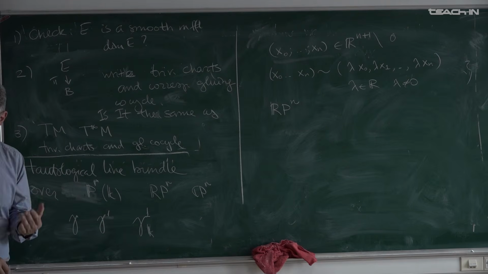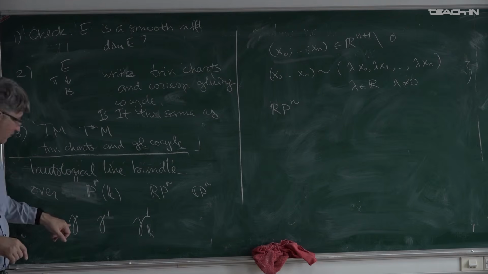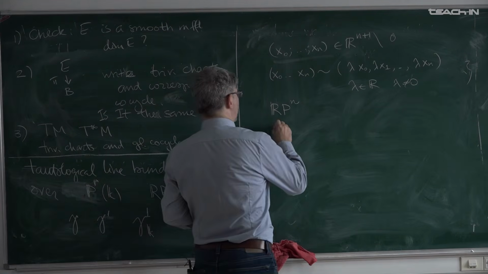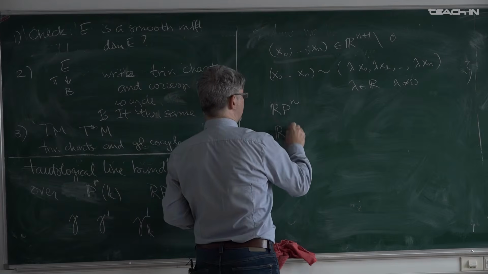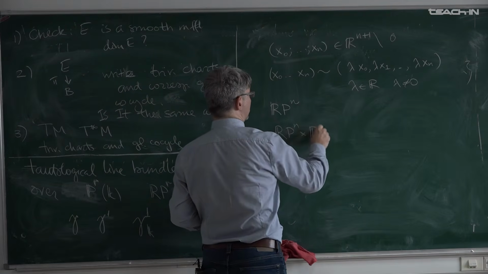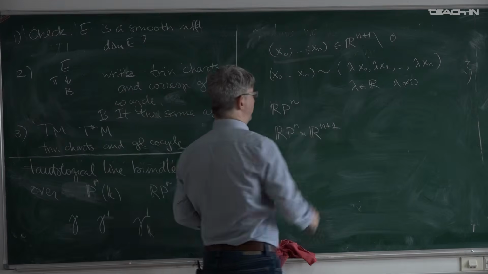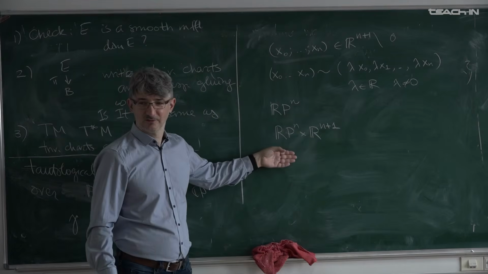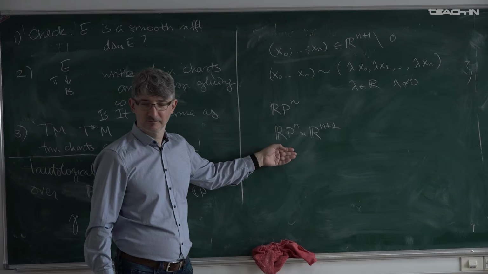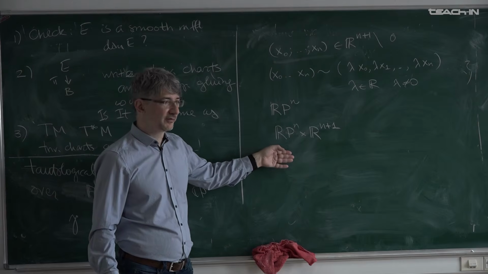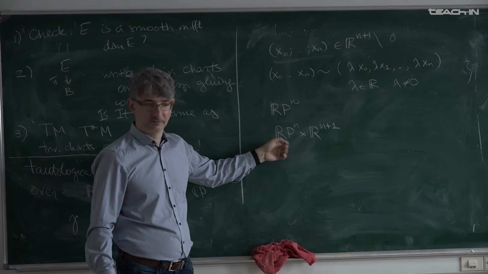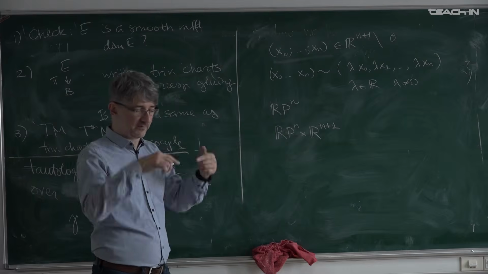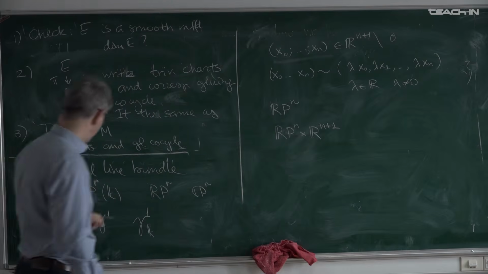Now I want to tell you what is the total space of this line bundle. Let us consider Rpn cross R^(n+1). Tell me please, what can we think about this object? It's a trivial vector bundle over projective space. It's a direct product, it's trivial one. But it is big enough to have gamma inside it.